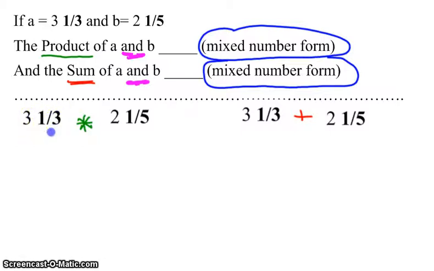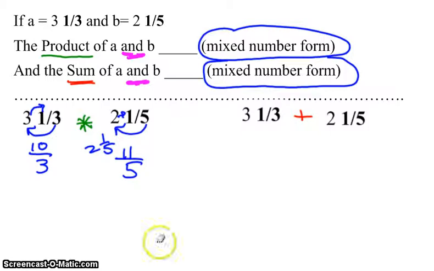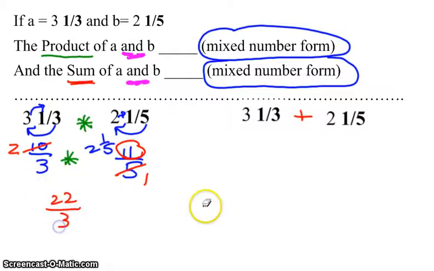So 3 1/3, you take 3 times 3 is 9, plus 1 is 10 thirds. And then 2 1/5, 5 times 2 is 10, plus 1, that would be 11/5. Okay, and we're going to multiply these together. And as I multiply, I'm going to actually reduce along the way. Divide this by 5, divide this by 5, I get 2. 2 times 11 is 22. Denominator, 3 times 1 is 3.